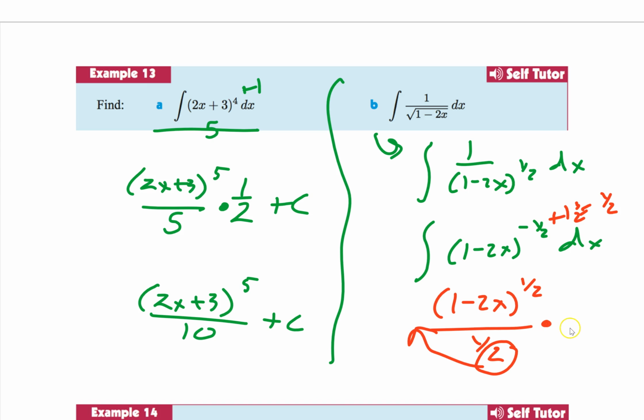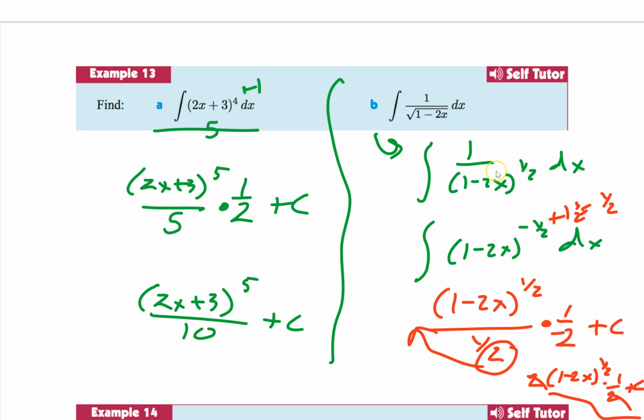And then you're going to divide by the derivative of the inside. Derivative of the inside is negative 2. So let's divide by that. Plus c. I get 2 times (1 minus 2x) to the 1/2 times 1/2 plus c. And then the 2's cancel. So that little thing right there in the corner is my answer: 1 minus 2x to the 1/2 plus c.